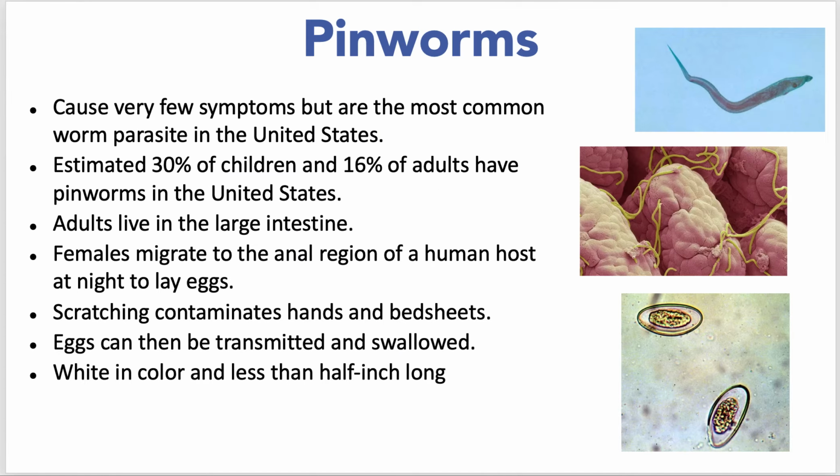All right. Next up, we have pinworms. They cause a few symptoms, but they're the most common worm parasite in the U.S. It's estimated that 30% of children and 16% of adults have pinworms or have had them in the U.S. Adult pinworms will live in the large intestines, and the females migrate to the anal region of the human host at night to lay eggs. Then the human will scratch the contaminants with their hands, they get on the bed sheets, and it can spread. So then the eggs can then be transmitted and swallowed, and they're white in color and generally less than half an inch long.